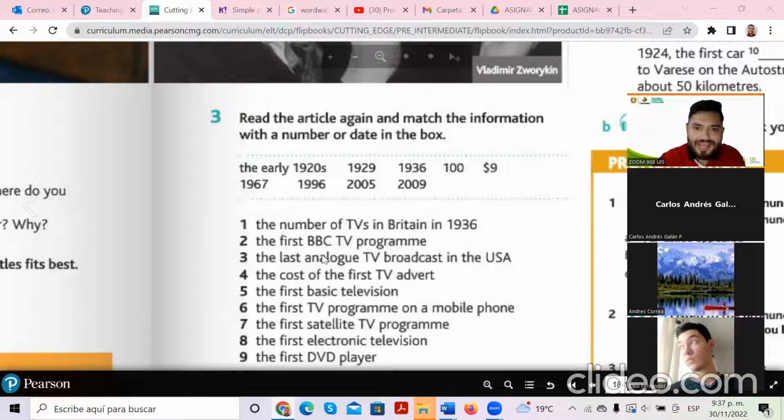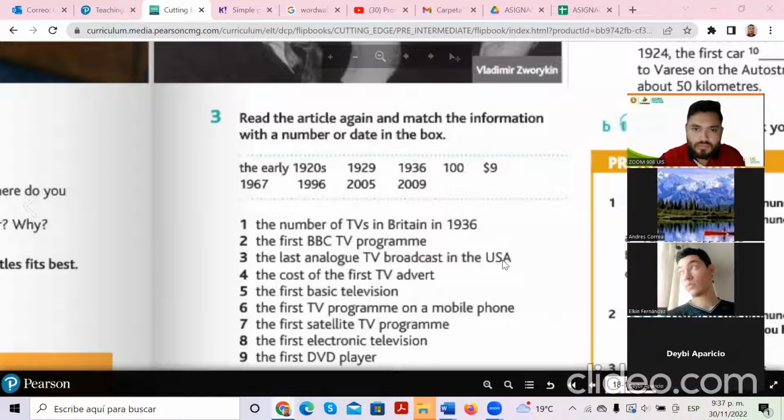Three, the last analog TV broadcast in the USA. 2009. I think somebody's saying something. Can you repeat, please? I think that it's 2009. Oh, 2009 or 209? Okay, 2009. That's correct. That's pretty much what everybody was saying.